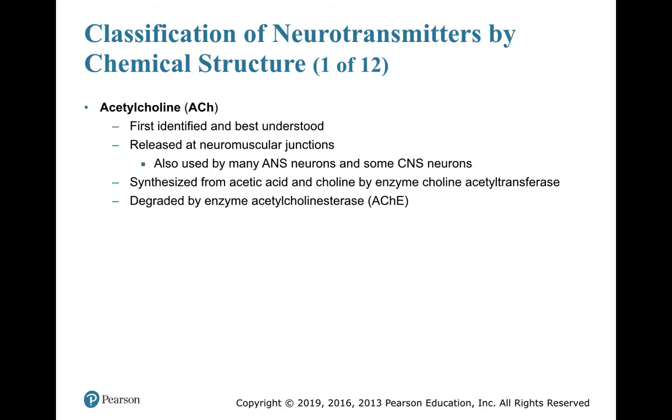So we can start with the one that was first identified and best understood, the one that's released at the neuromuscular junction, and that is acetylcholine. Acetylcholine is also used by the autonomic nervous system and some neurons within the central nervous system. It's synthesized from acetic acid and a choline molecule, and an enzyme called choline acetyltransferase builds acetylcholine. And if you remember from the muscles, we talked about this then too, it's degraded by an enzyme called acetylcholinesterase.